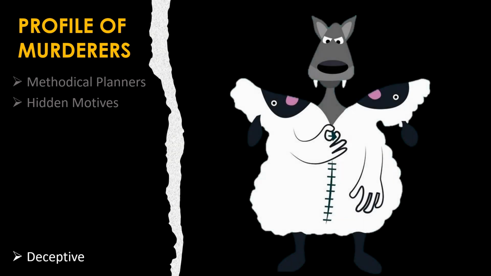Deceptive. Christie's murderers often lead double lives, appearing innocent or unsuspecting to others. They may hide behind a facade of charm, normalcy, or even victimhood, making it challenging for the detective or other characters to identify the true culprit.